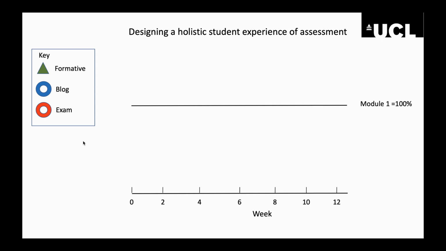Thinking about assessment at program level provides an early opportunity to look at assessment holistically from the student's point of view. Let's consider the assessment on one core module. The key, on the left-hand side, shows this module has three components: a formative assessment and two summatives, a blog and an exam. The color of the shape denotes the type and the size indicates the weighting. The larger the disk, the larger the credit value. The place indicates where in the term the assessment points lie.